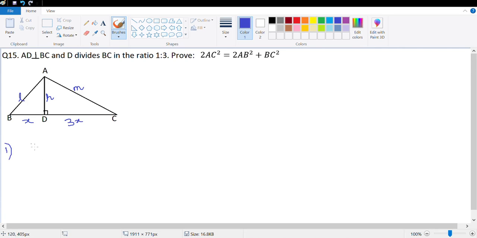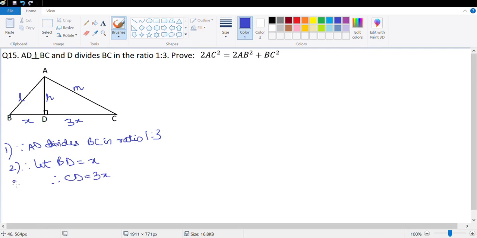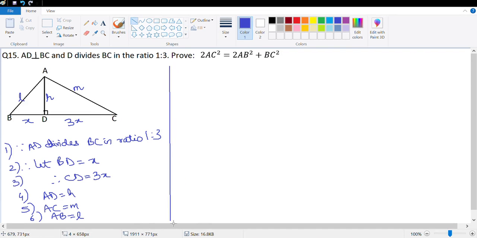So point number 1, since AD divides BC in ratio 1:3, therefore let BD is equal to x, therefore CD is equal to 3x. Next we have AD is equal to H, point number 5 AC is equal to M, and point number 6 AB is equal to L. Let's see what do we get from here.